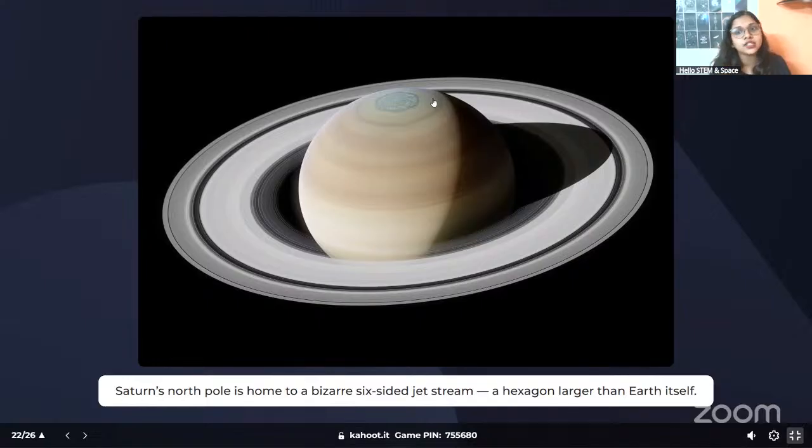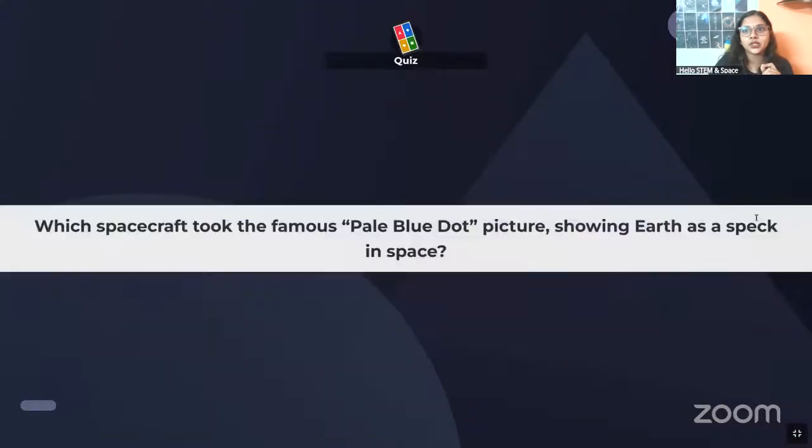But why this hexagon shape? Why does it have six sides? We don't normally see a hexagon shape in nature, right? So why this is happening is still a mystery. The studies are still going on, so we'll see the exact reason later. But there is actually a hexagon shaped storm on the north pole of our Saturn. With that, let's quickly go to the next question.